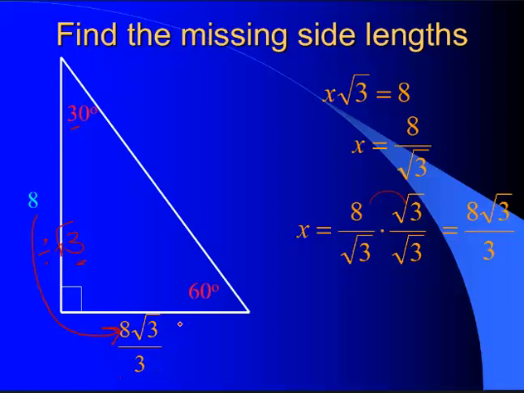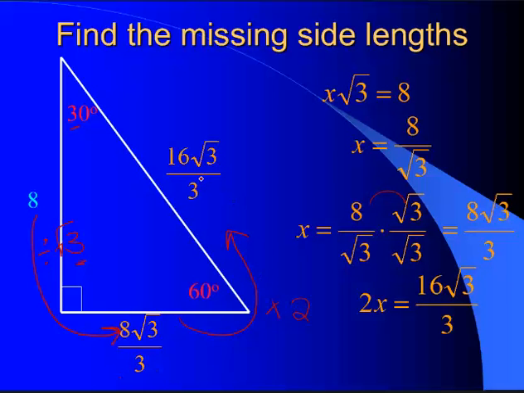Well, if I go from short leg to hypotenuse, am I getting longer or am I getting shorter? From short leg to hypotenuse, the hypotenuse is the longest side, so I'm getting longer. I'm going to multiply, and I'm going to multiply by 2. All you're doing is multiplying the 8 by the 2, and you get 16. So my hypotenuse is 16 square root 3 over 3.